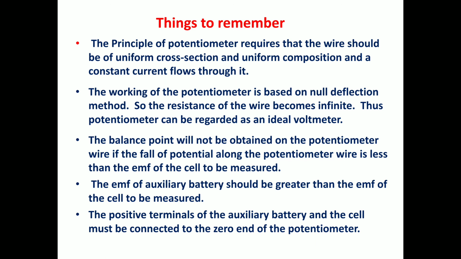This is very important. Practically, when we do the experiment, sometimes we get same side deflection at both the ends A and B. This may be because the fall of potential along the potentiometer wire is less than the EMF of the cell to be measured, or this may be possible when the EMF of auxiliary battery is less than the EMF of the cell. So what is required is that the EMF of auxiliary battery should be greater than the EMF of the cell to be measured. If it is less, then again you will not get balancing point.